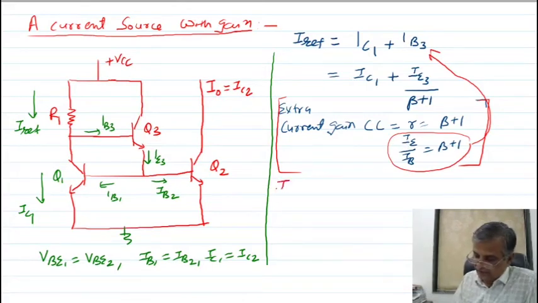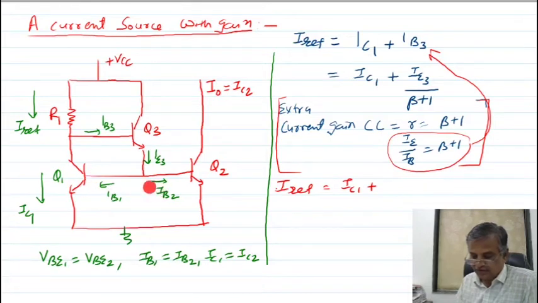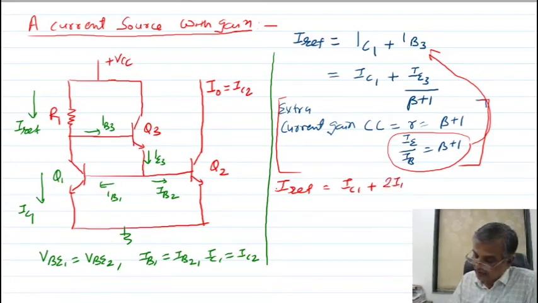So I reference is equal to IC1 plus I3 upon beta plus 1. What is I3? You can see here, I3 is IB2 plus IB1. These two are equal. So I3 is equal to 2 IB. I should write it as 2 IB upon beta plus 1.